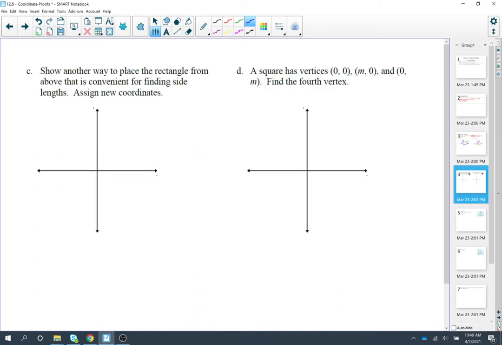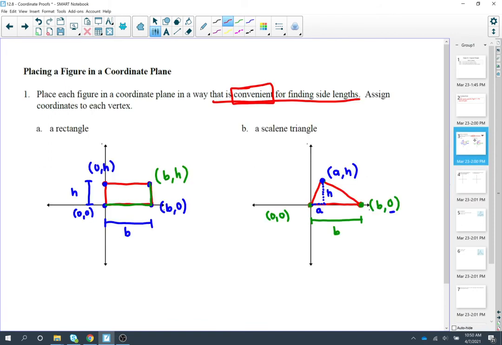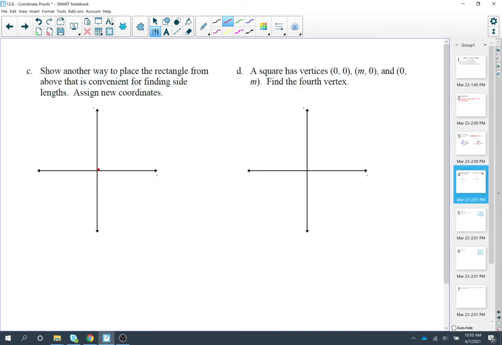Letter C. Show another way to place the rectangle from above that is convenient for finding side lengths, and assign new coordinates. Last time I laid my rectangle down. What if we were to stand it up? I'm still going to stay at the origin, but this time I'm going to make it a little taller. When placing something in the coordinate plane, it's always good to keep it in the first quadrant because numbers in the first quadrant are positive. You don't want to go negative if you don't have to.